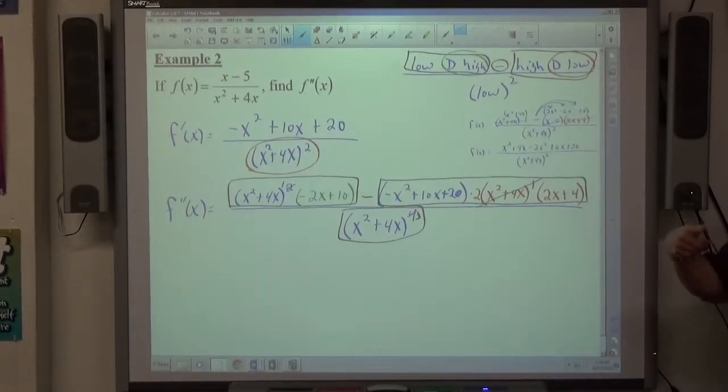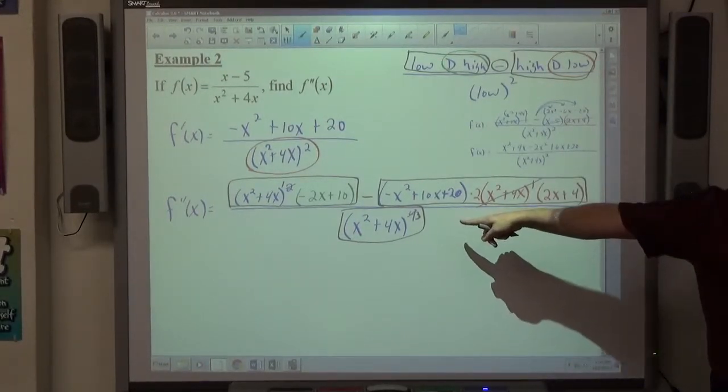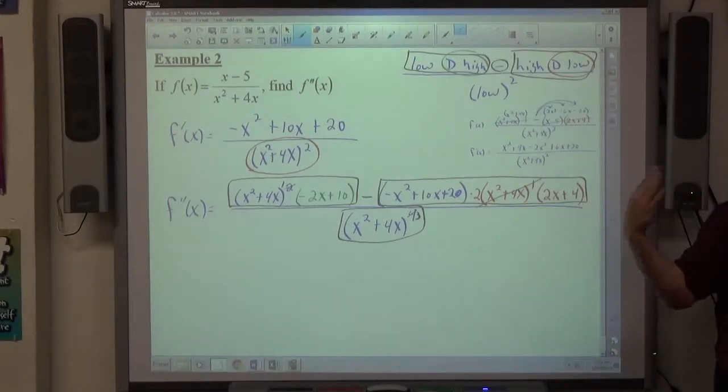And if I do a third derivative, if I square that, I'm going to get a 6, right? I'm supposed to get a 4. Guess what I can take off of that one? X squared plus 4x squared. It'll be there on every single term.